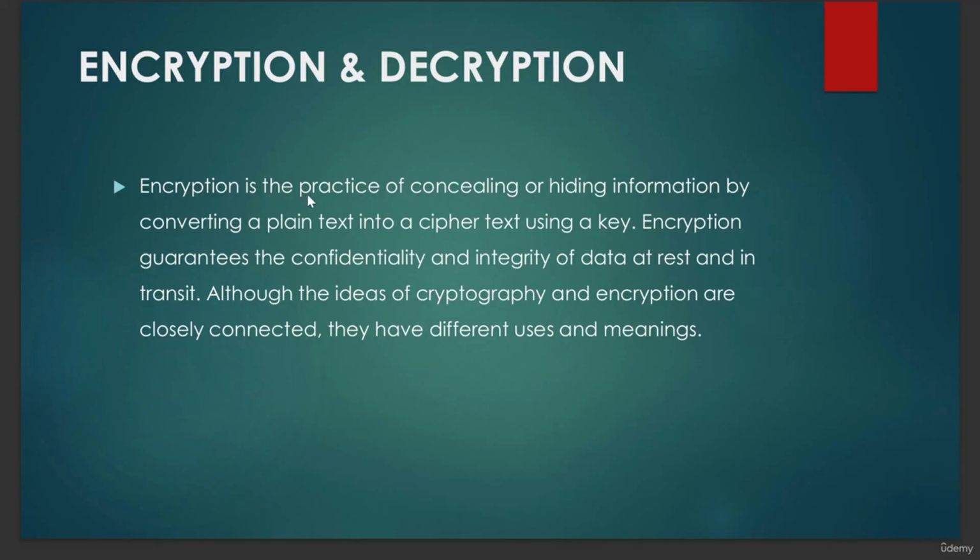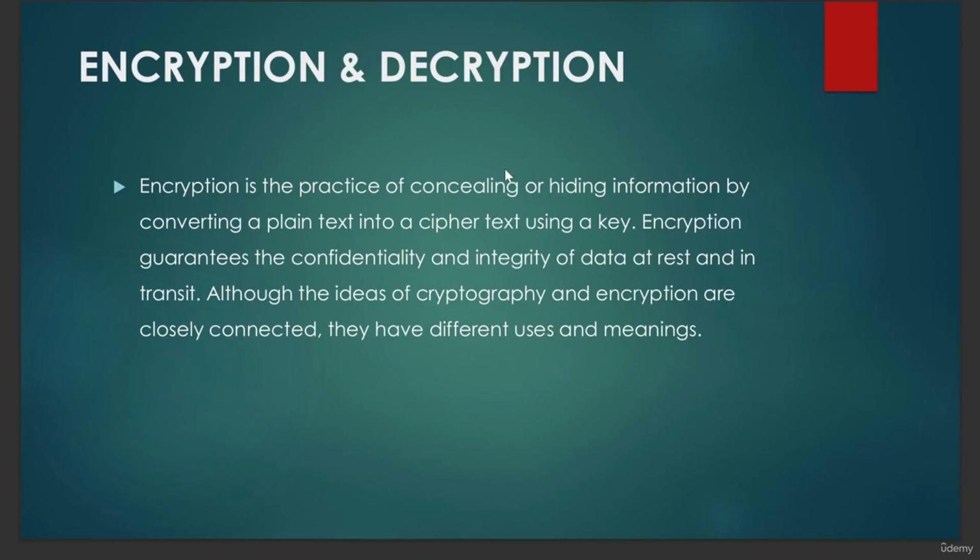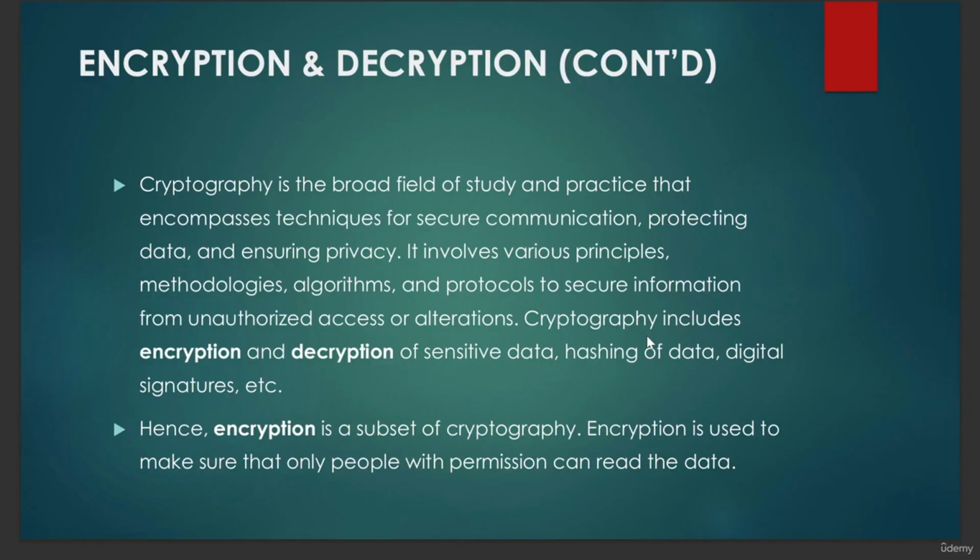Now, encryption is a practice of concealing or hiding information by converting a plain text into a ciphertext using a key, just like we have here. Now, encryption guarantees the confidentiality and integrity of data at rest and in transit or in motion. Although the ideas of cryptography and encryption are closely connected, they have different uses and meanings. Now, let's look at that.